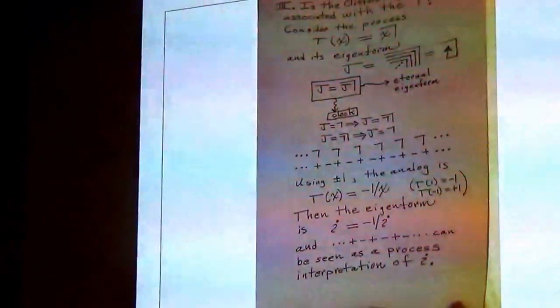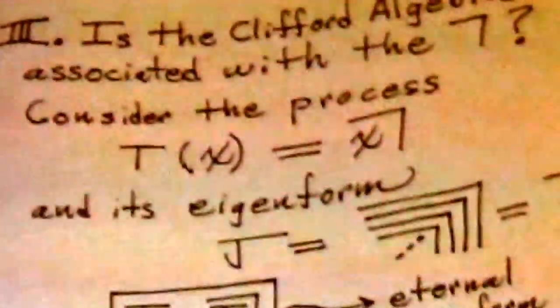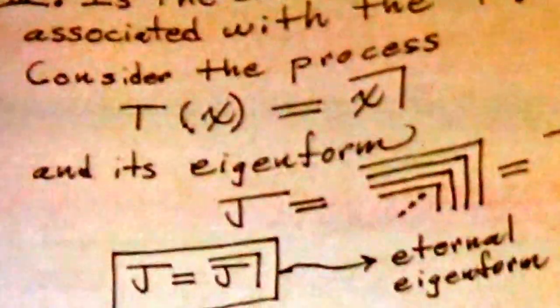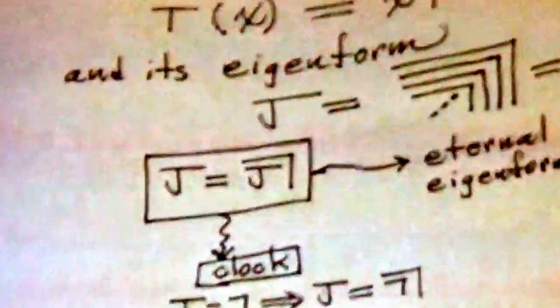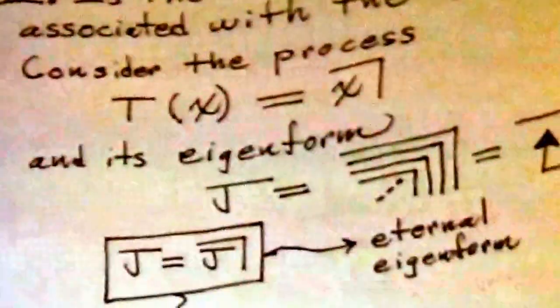So, next slide. Here's a question. Is that Clifford algebra, A squared equals 1, B squared equals 1, AB equals minus BA, the fundamental Clifford algebra, is it associated with the mark? Because the mark was our touchstone for a Majorana pattern, right?